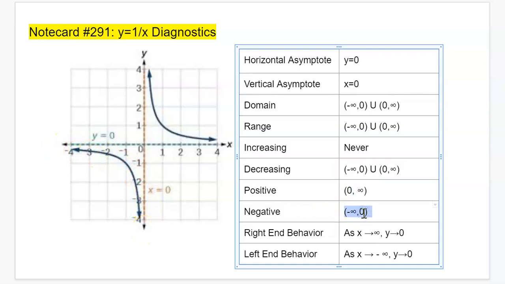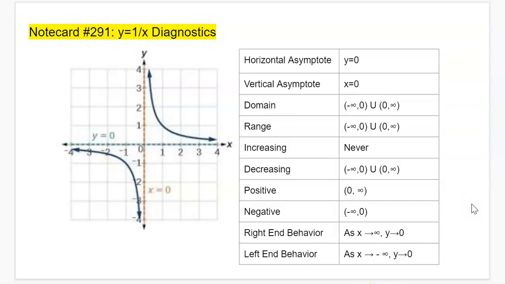So you're going to have to reach back into the recesses of your mind because it's been a long time since we've done diagnostics. Now our end behavior: as our x values get larger, that means as x goes to infinity, see the little arrow, what is happening to your y values? Well, your y's are going towards the horizontal asymptote of 0. And over here, as your x values get smaller, so as your x values go to negative infinity, your y's are going to 0. All right, so pause me and finish up your note card 291.